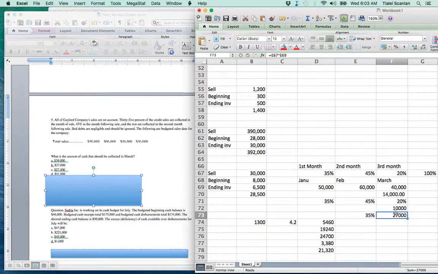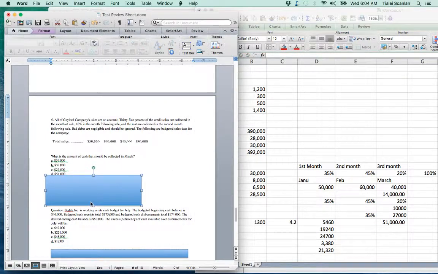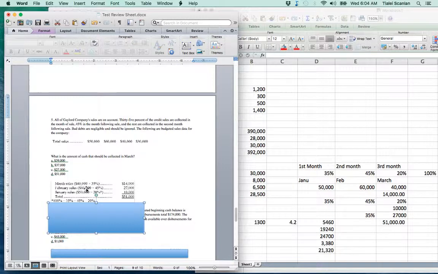So just laying out the schedule and making it more understandable for you will make it easier for you to calculate how much is collected in each month. So 51,000 is the answer that I got. Because 35% of it was collected in March, 45% in February, and 20% in January gives us our total of 51,000.